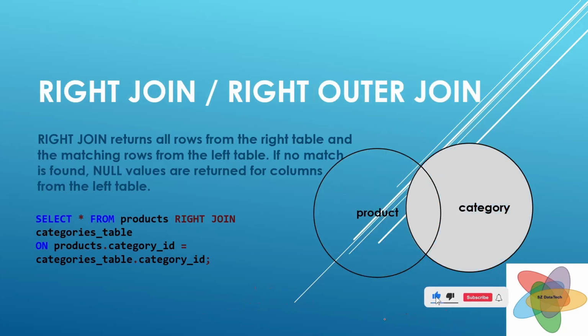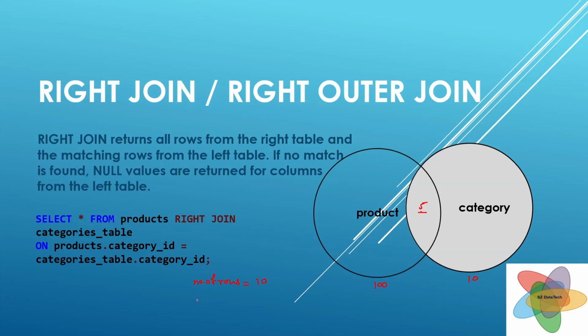Okay, let's move to the next slide. Right join. Now it is completely opposite to left outer join. As we discussed earlier, there are 100 rows in the product table and 10 rows in the category table. Since it's a right outer join, we will get all the rows from the category table. Out of these 10 rows, only 5 category IDs match the category ID from the product table. So for these 5 rows, we will get all the column values from the category table as well as from the product table.